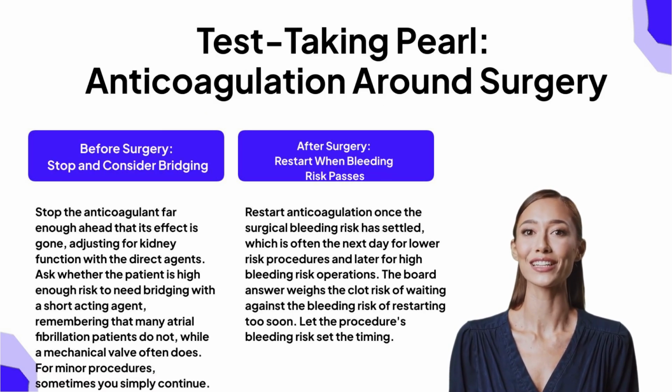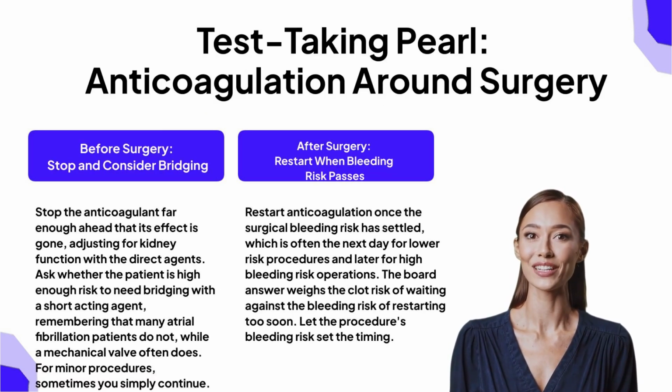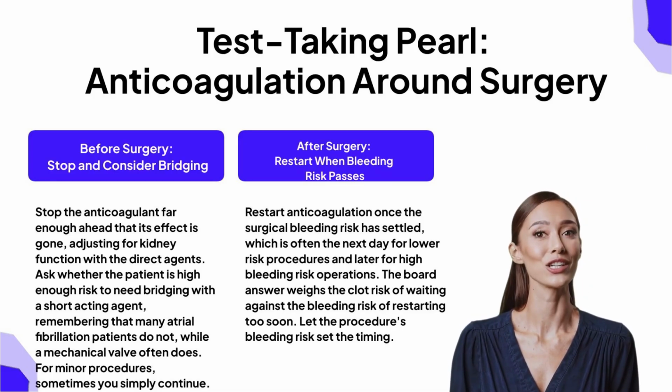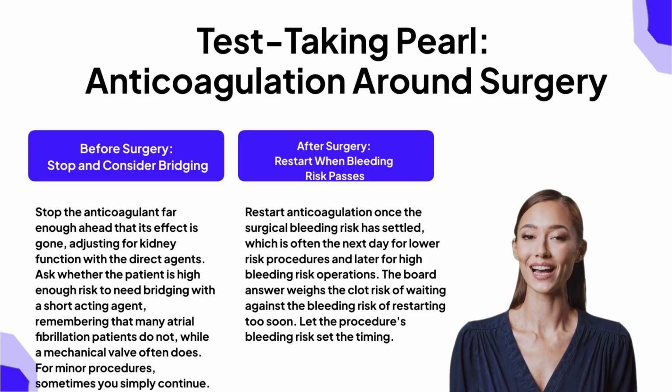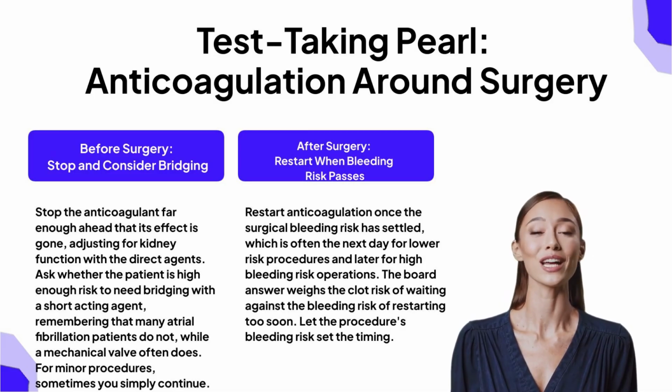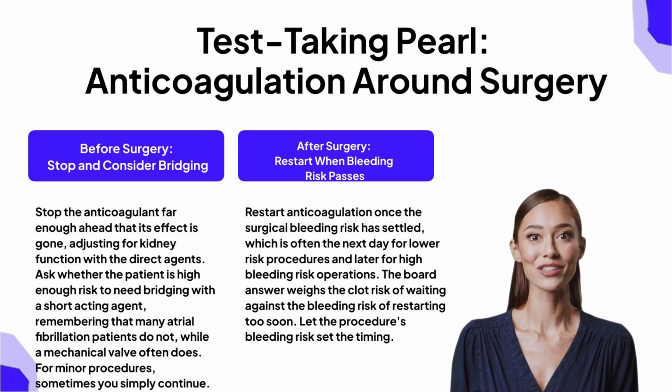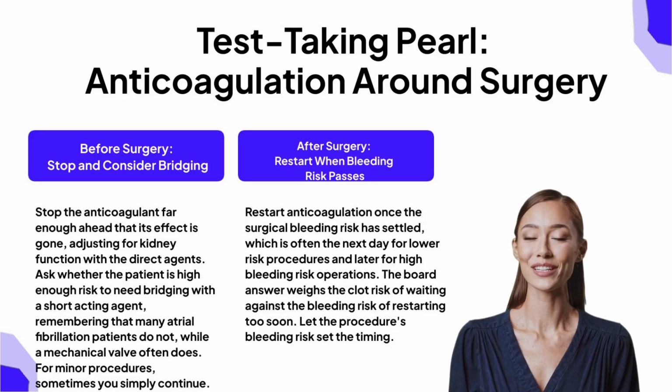Here is a high-yield exam day pearl that ties the whole topic together, and it is anticoagulation around surgery. Think of it in two halves. Before surgery, stop the anticoagulant far enough ahead that its effect has worn off. And remember that with the direct agents, you must adjust that timing for kidney function, because poor clearance means the drug lingers. Then ask the bridging question.